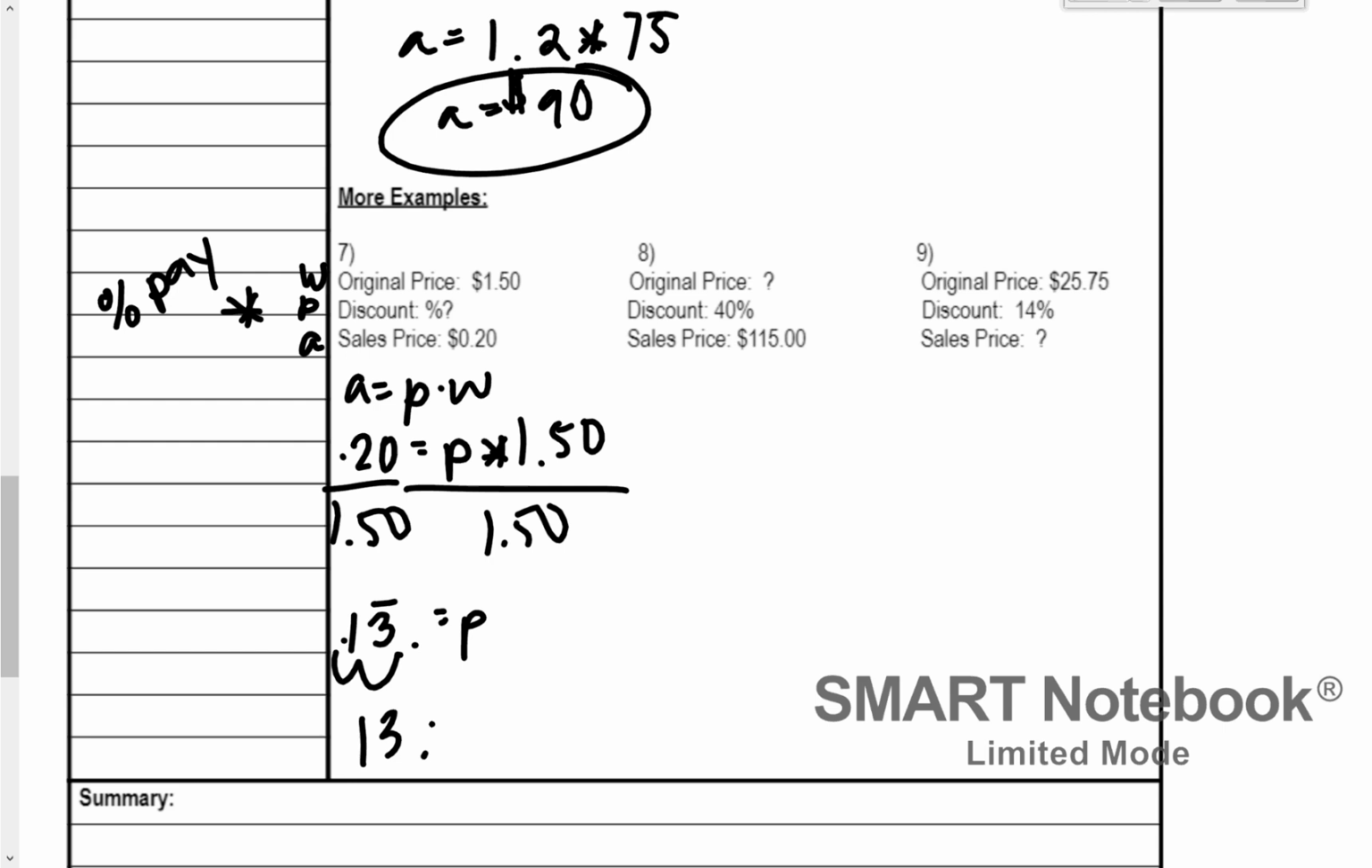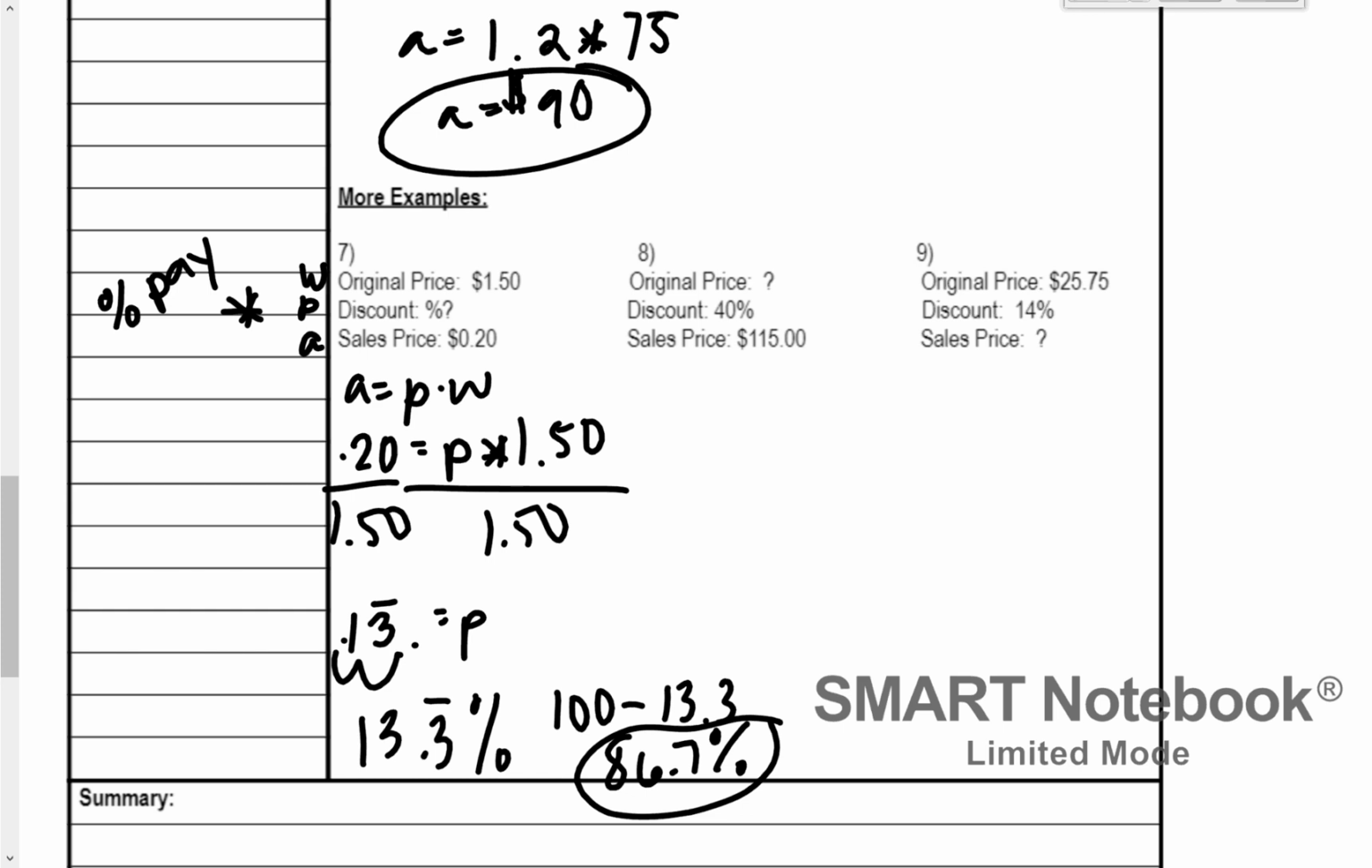We move that over 2 to 13.3 repeating percent. However, that is the percent that we are paying. When we found that percent, that's the percent we're paying. That's not the percent of the discount. So we now need to take 100 minus 13.3, and we'll just round it to 13.3 for this situation, to get 86.7% of a discount. That's a really big discount, but notice how it went from $1.50 to 20 cents. That is a really big discount, so that makes sense.